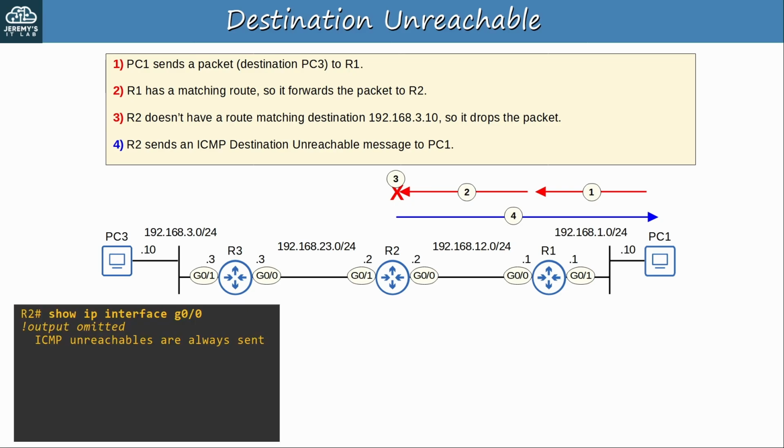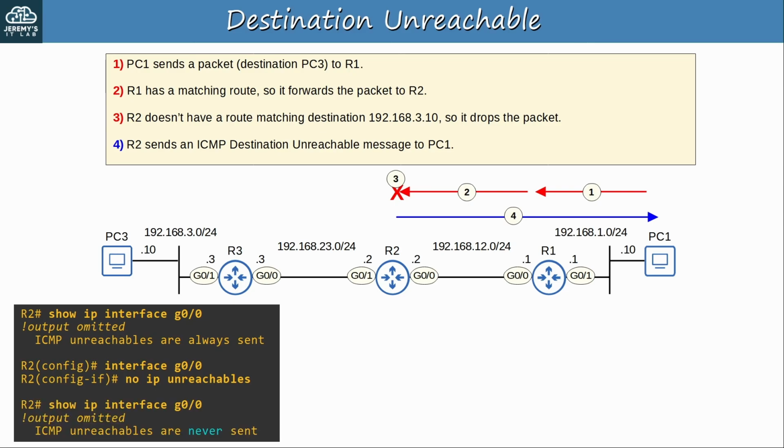By using the command show ip interface, you can see if a router will send ICMP unreachable messages or not. By default, it is enabled on Cisco routers, as you can see in the output of the command. ICMP unreachables are always sent. Note that it's a per interface configuration. You can disable it with no ip unreachables on the interface. Now it says ICMP unreachables are never sent. In this case, R2 would simply drop the packet without sending a Destination Unreachable message back to PC1.